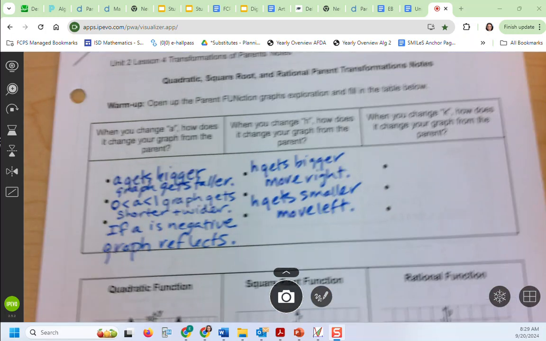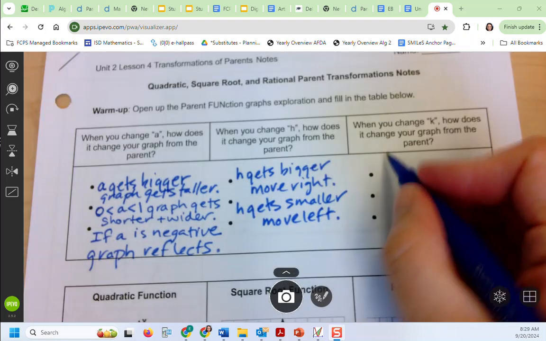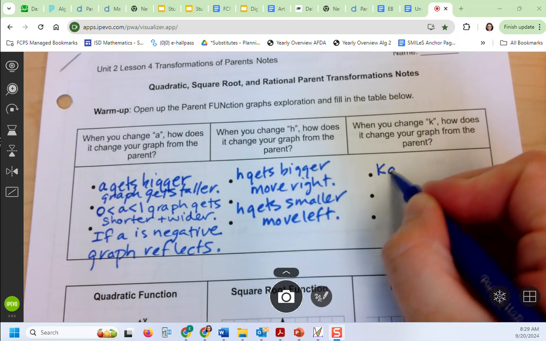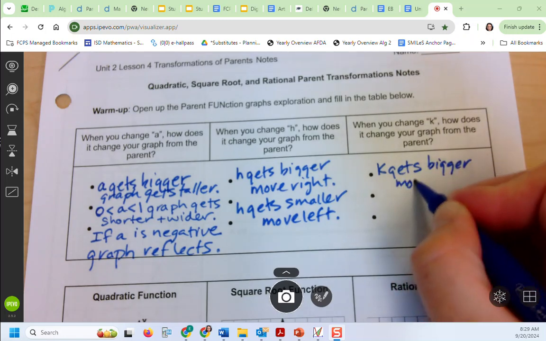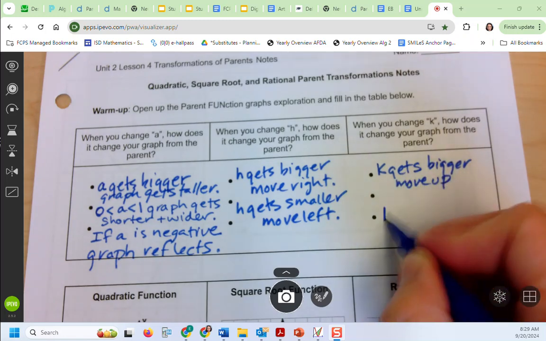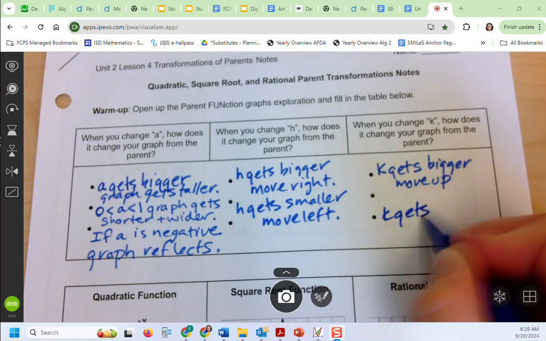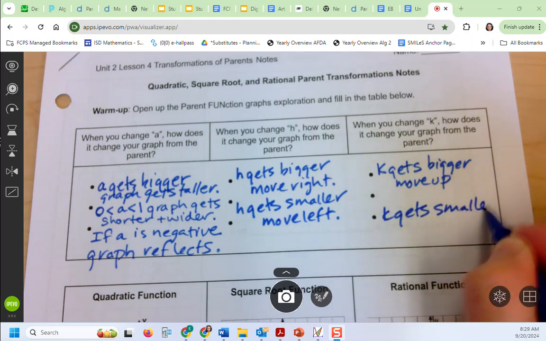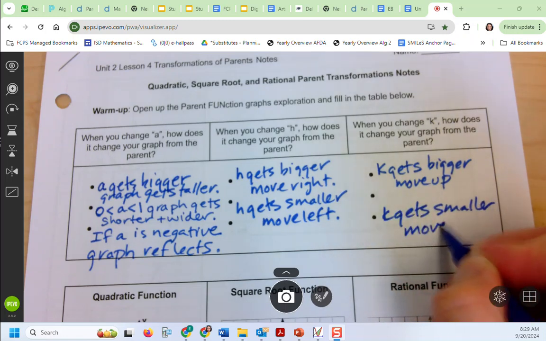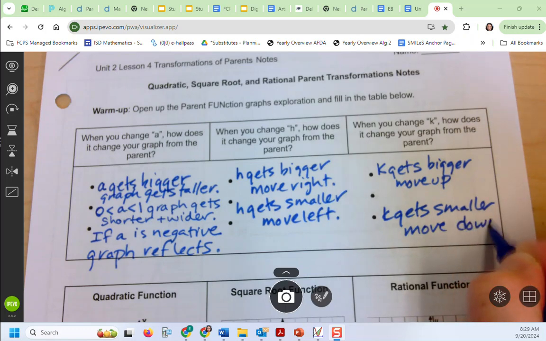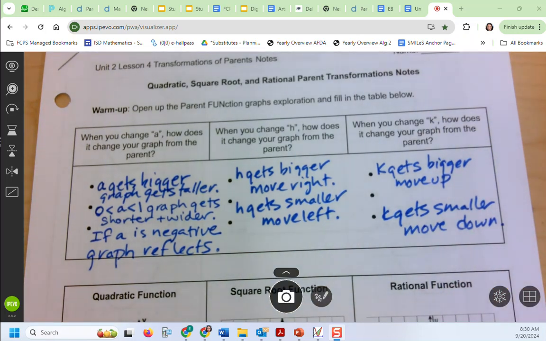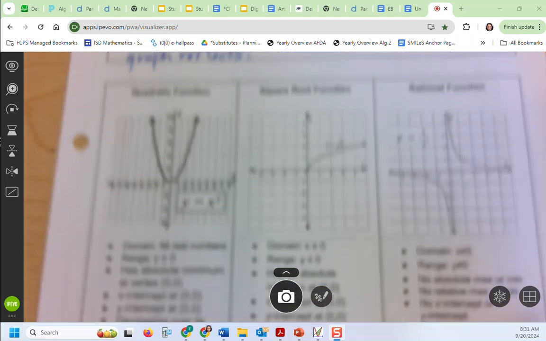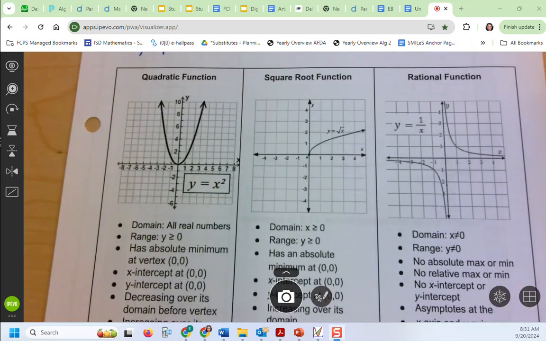And then your k was shifting you up and down. So when k gets bigger, you move up. And when k gets smaller, move down. Okay. Here's your quadratic function. We're reviewing some of the graph characteristics here.